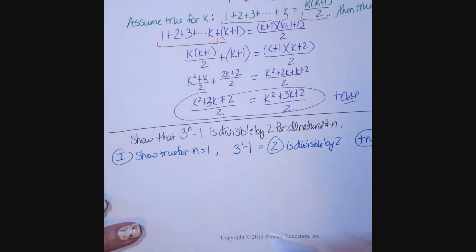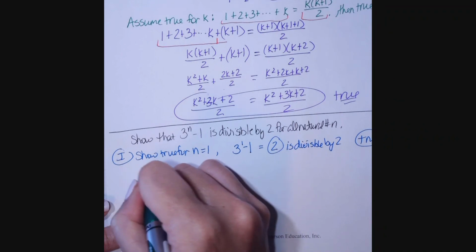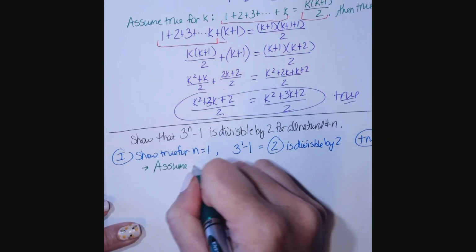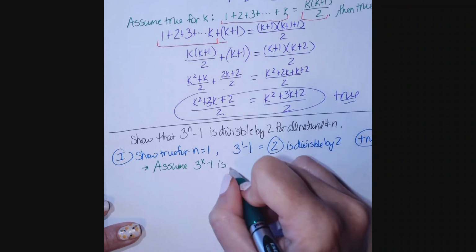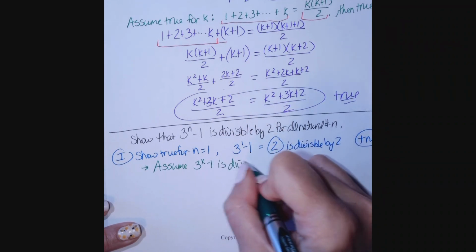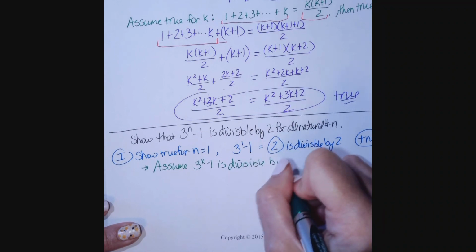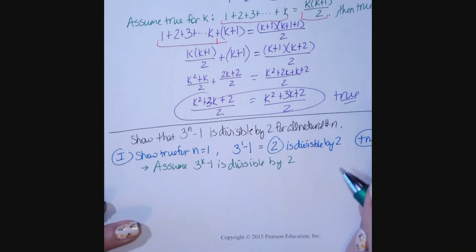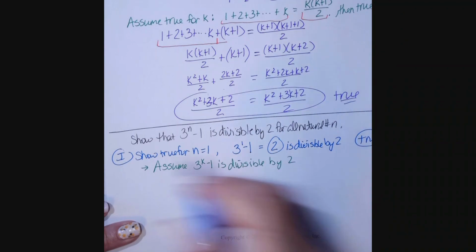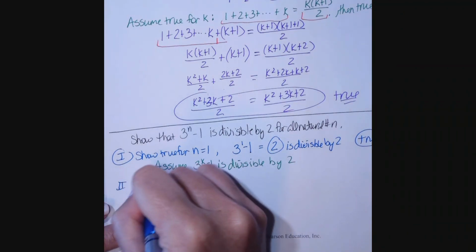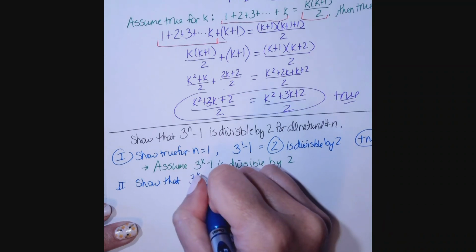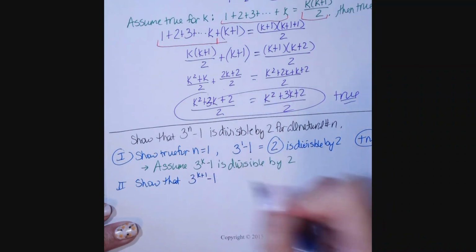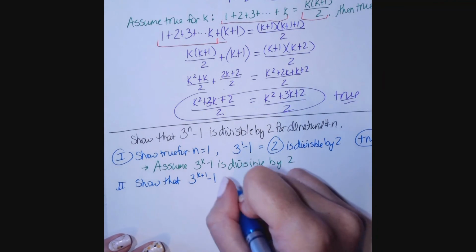Now we're going to make our assumption. We are going to assume that 3^k minus 1 is divisible by 2. And our second condition tells us to show, therefore, excuse me, that 3 to the k plus 1, minus 1, is divisible by 2.